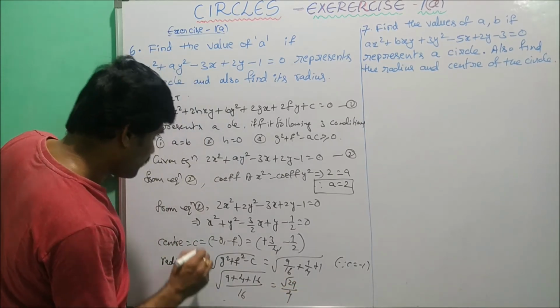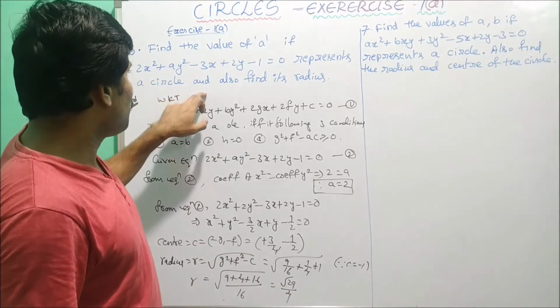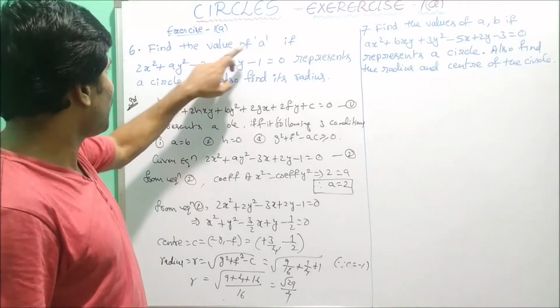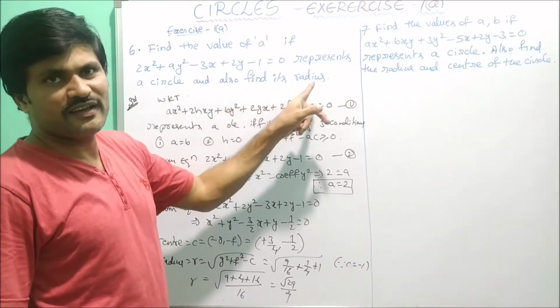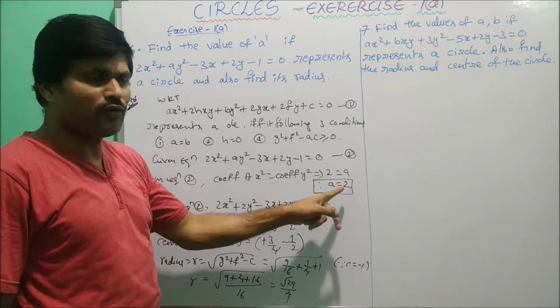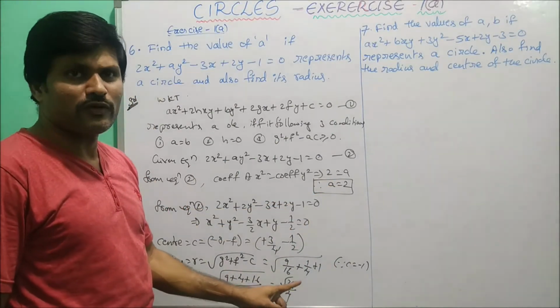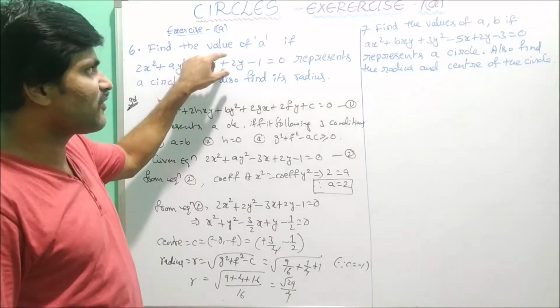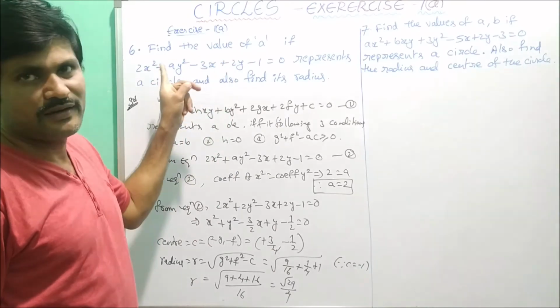This is the radius. Now in the given problem, to find the value of a and its radius, here the value of a is 2 and the radius equals the square root of 29 by 4, because the given equation represents a circle.